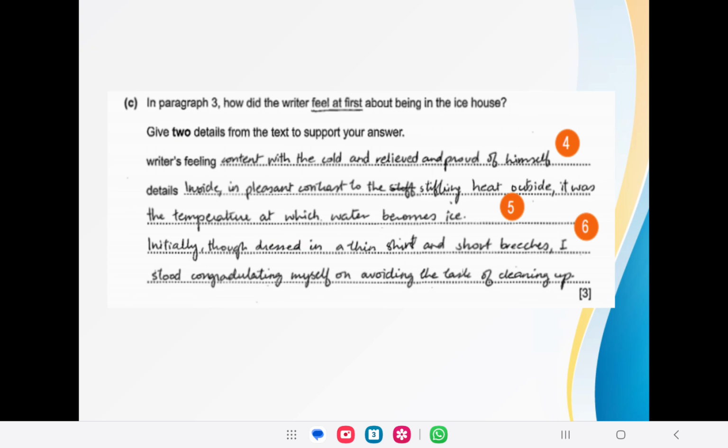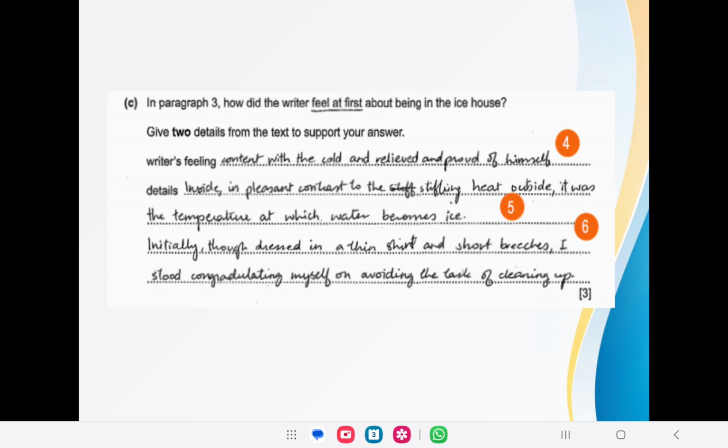Next is, in paragraph 3, how did the writer feel at first about being in the ice house? Give two details from the text to support your answer. Now this is a candidate's response. Look at this. Writer's feelings, the student has written: content with the cold, and relieved, and proud of himself. Now you see what he has done. Content means satisfied. Second thing he's written, relieved, and then proud of himself. There is no need to write that. One feeling, relieved, is enough to give your answer.